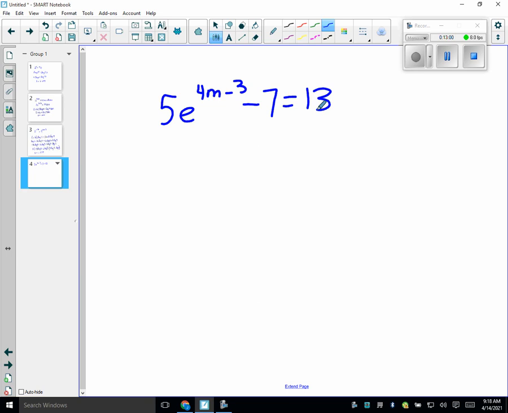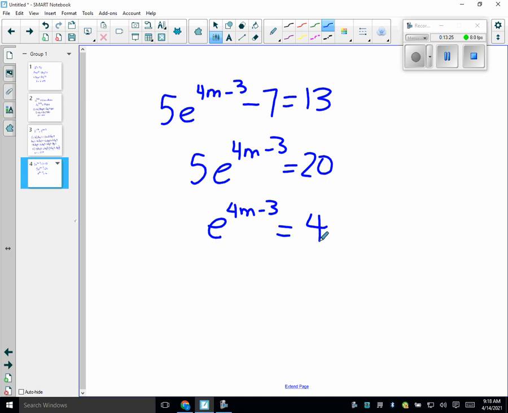Can I get what is raised to a power by itself? Add the 7. So 5e to the 4m minus 3 equals 20. Divide by 5: e to the 4m minus 3 equals 4. Because I have an e, when you take the log of both sides, you do log base e, which is ln.